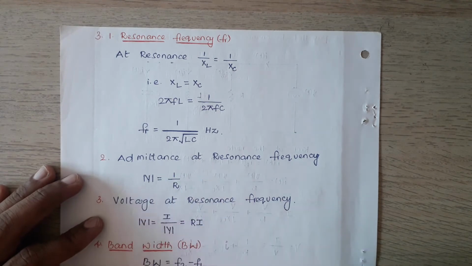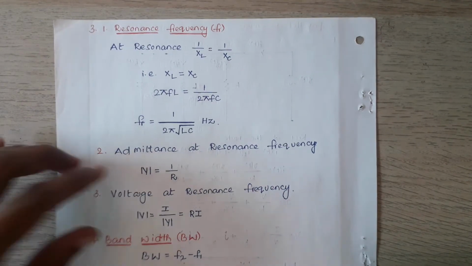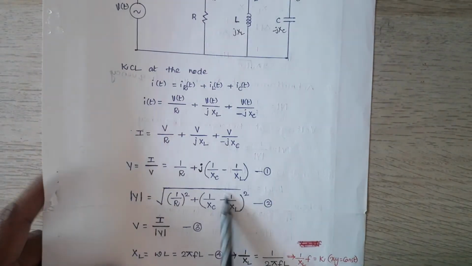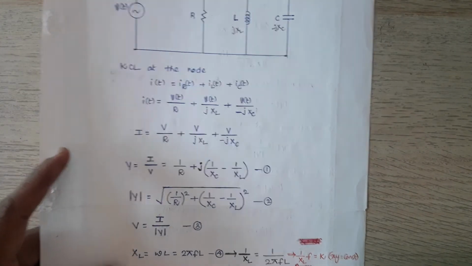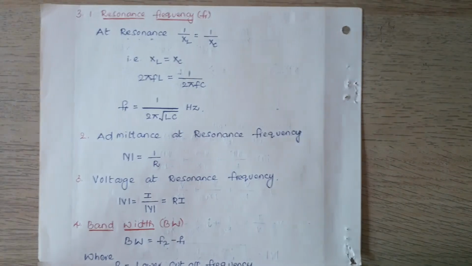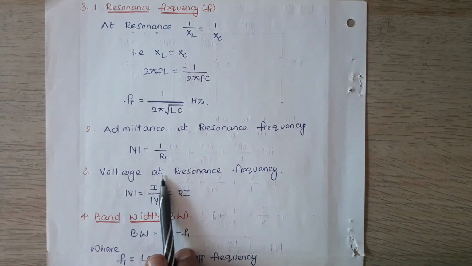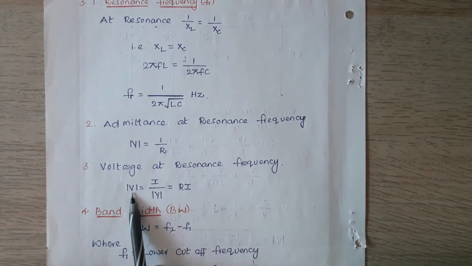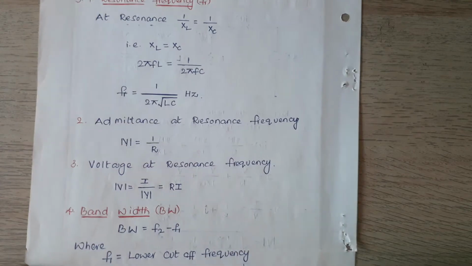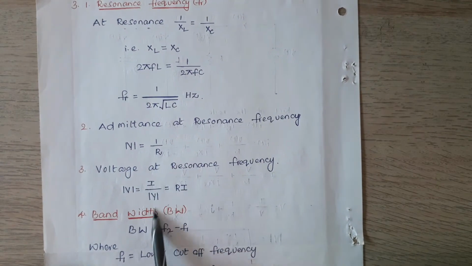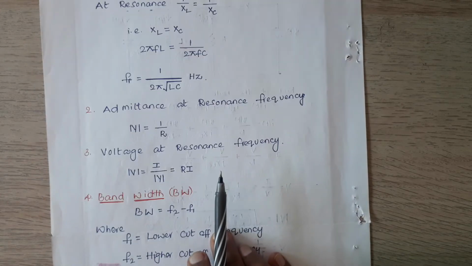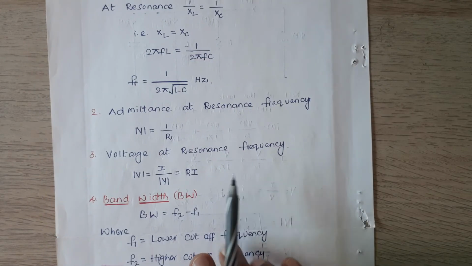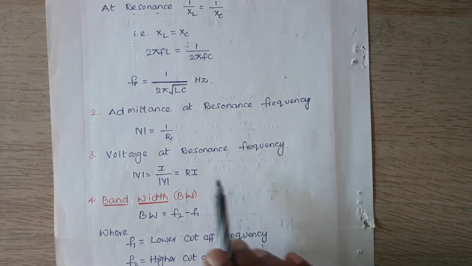So what is the admittance at resonance frequency? When 1 by XL equals 1 by XC, admittance is simply 1 by R. So admittance equals 1 by R. Now the voltage at resonance frequency: voltage equals I by mod Y, and as mod Y equals 1 by R, R goes into the numerator, so it is simply R into I. So it depends on the value of resistance and the current entering the circuit at resonance.